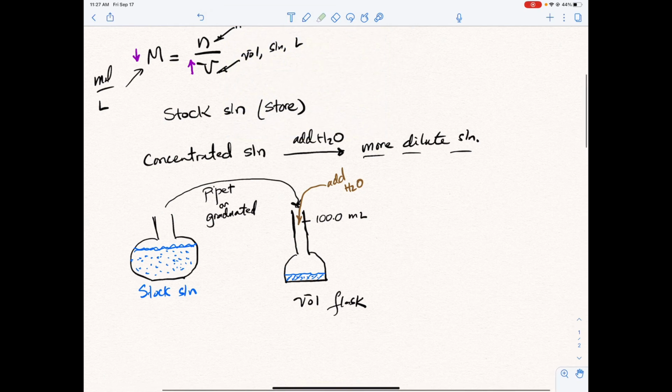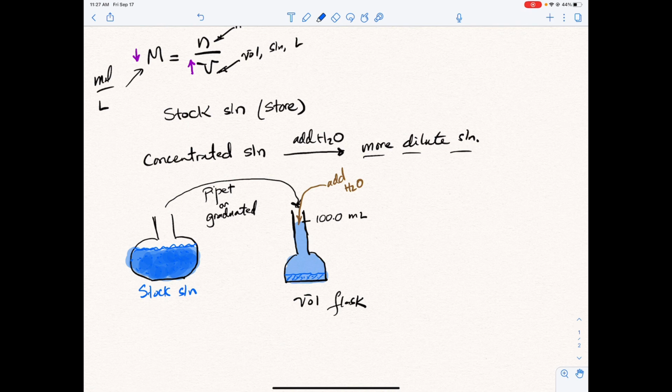So let me just mark it with this here. So this would be your solution now. And this would be the original solution. And I'm just going to color code it for you. So this is more concentrated, so it's a darker color. And then if you make a more dilute solution, if it's a colored solution, it's going to be a more faint color because you're adding more water to it.